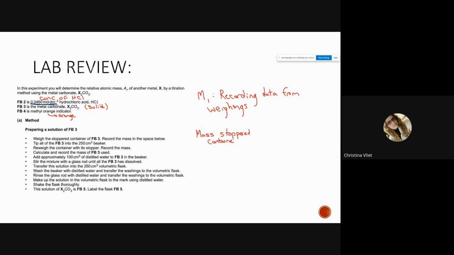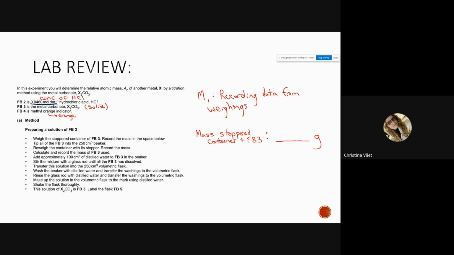But what else is in that stoppered container? What is in there? Then I would put plus FB3, because FB3 is in that stoppered container. Because remember, we poured it out. So mass of stoppered container plus FB3. And then you have some amount of grams. You must include the unit of mass when you are measuring the mass. You have to write it down. If you don't write the unit, you're going to lose out on that first mark.